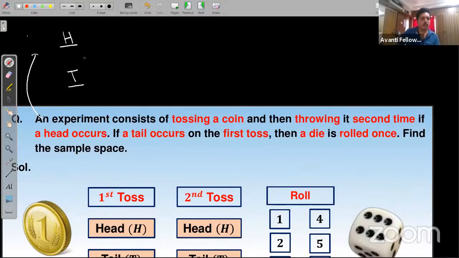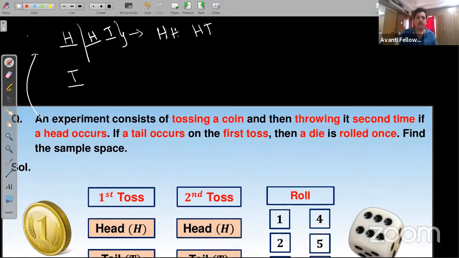So what is he saying? Look at the question, everyone. Please be careful. If head occurs, then throwing it a second time, he's saying. Means if head occurs, the second time again you are throwing a coin. So what are your possibilities, guys? For the second part, it could be H, or it could be tail. So total, how many things you got? If you tossed a coin and you are getting a head, it will be HH or HT. These are the two outcomes.